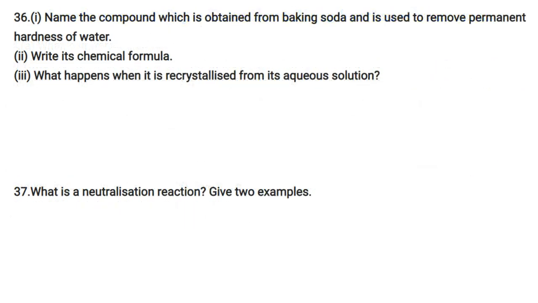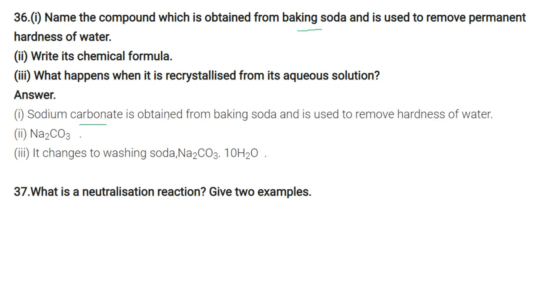Name the compound which is obtained from baking soda and used to remove permanent hardness of water. So this is sodium carbonate. This is obtained from baking soda and used to remove the hardness of water. Write the chemical formula. Na2CO3 is the formula. What happens when it is recrystallized from its aqueous solution? So it changes to washing soda, which is Na2CO3.10H2O.